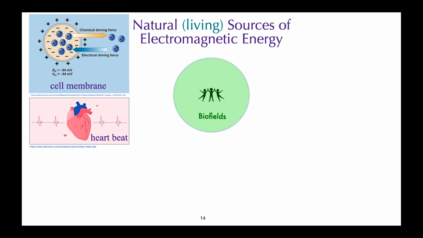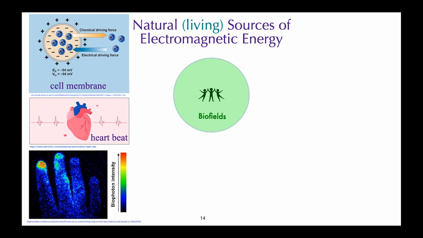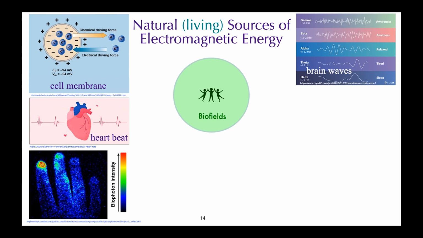Our heartbeat is electromagnetic. Biophotons produced by the body are electromagnetic, and this is based on the work of Fritz Popp. Brainwave activity is electromagnetic at extremely low frequencies.